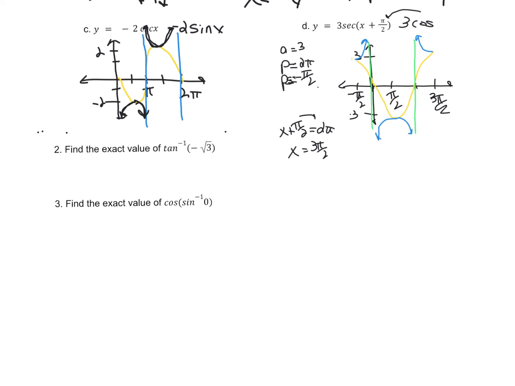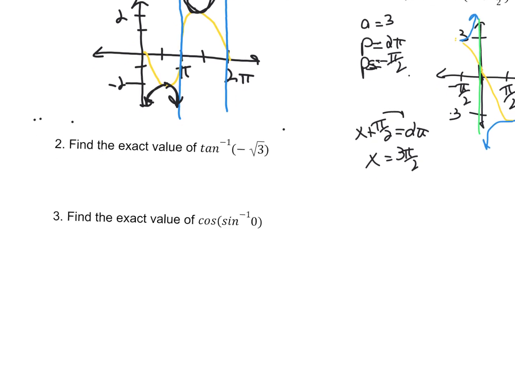Number 2, find the exact value of inverse tangent of negative square root of 3. Remember, inverse tangent and inverse sine, you got to use quadrant 1 and quadrant 4. Your answer must be between negative pi over 2 and positive pi over 2. And because it's negative, I'm going to use quadrant 4 here. And because there's 1, 3, I'm going to say it's negative pi over 3.